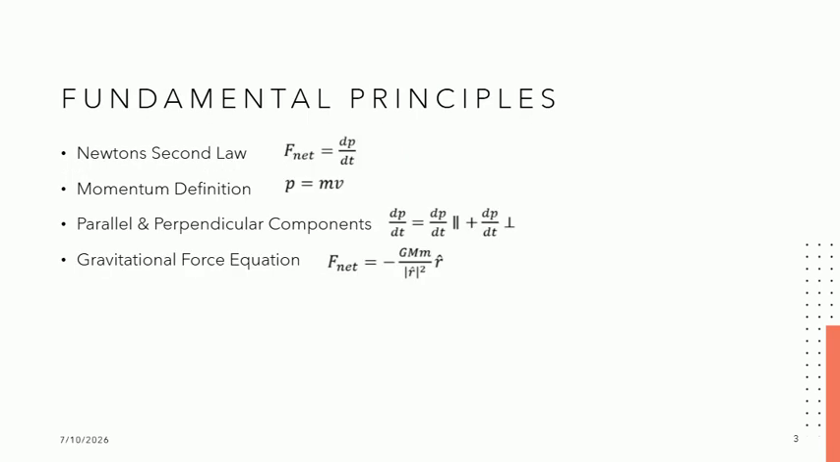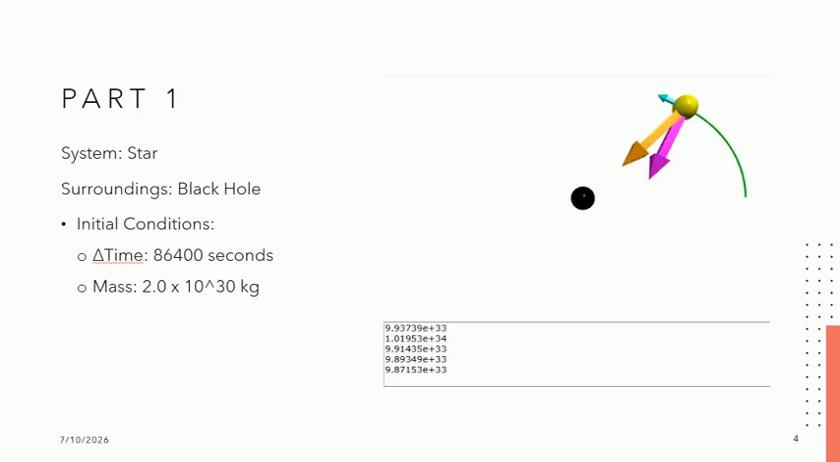The fundamental principles of physics demonstrated in this lab are Newton's second law, which says that the net force on an object is equal to dp over dt, the change in momentum over time. The momentum definition is that momentum equals mass times velocity. The parallel and perpendicular components of the net force, or dp over dt, are added together, combining into the net force. And then the gravitational force equation says that net force is equal to negative G big M little m divided by the magnitude of r squared, times r hat.